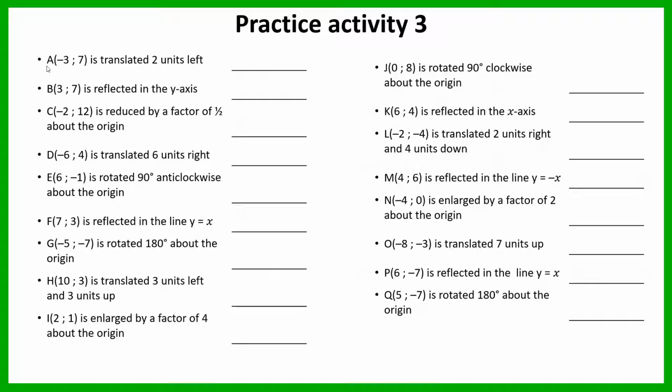Okay, so over here you've got the point A, which is negative 3, 7, and it is translated 2 units to the left. So you have to find out what the coordinates of that point would be after it's translated 2 units to the left, which is A prime. And then you're going to go and plot A prime on the Cartesian plane. Please note you're not plotting A, you're only plotting A prime. And then for B, you're only going to plot B prime as well, and so on. Okay, I want you now to pause the video and do this activity, and then you can come back and I'll go through it with you.